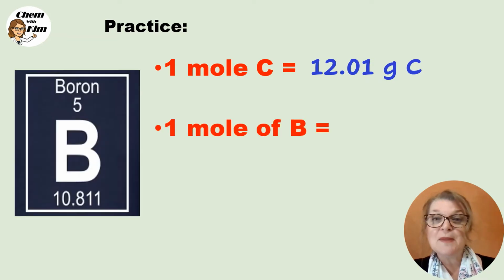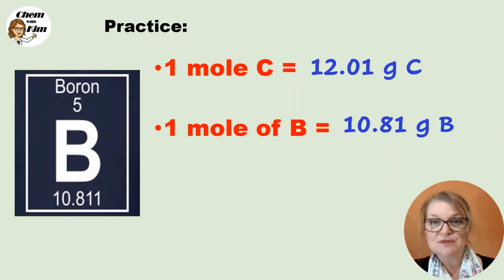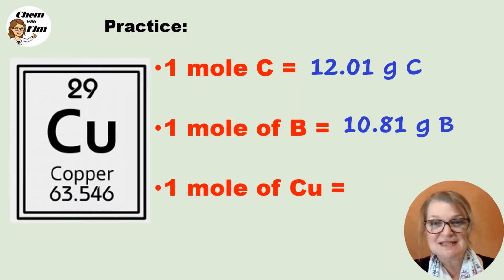If we were looking for the mass of 1 mole of boron, we'd find boron on the periodic table. Its atomic mass is 10.811. And again, we're going to record it to the hundredths place, so it would be 10.81 grams. When we look up copper on the periodic table, we can see that its atomic mass is 63.546. We're going to cut off that 6, which means the 4 has to round up, and the mass of 1 mole would be 63.55 grams.